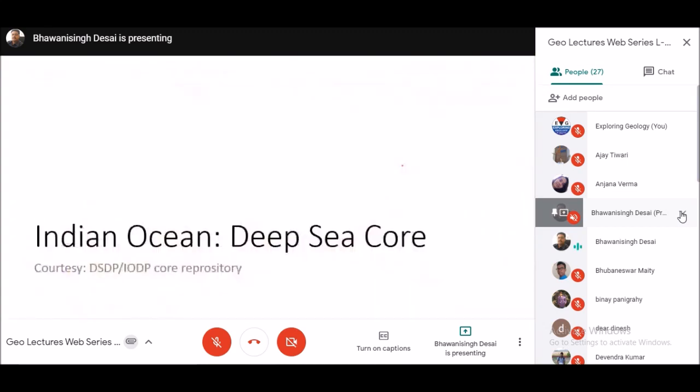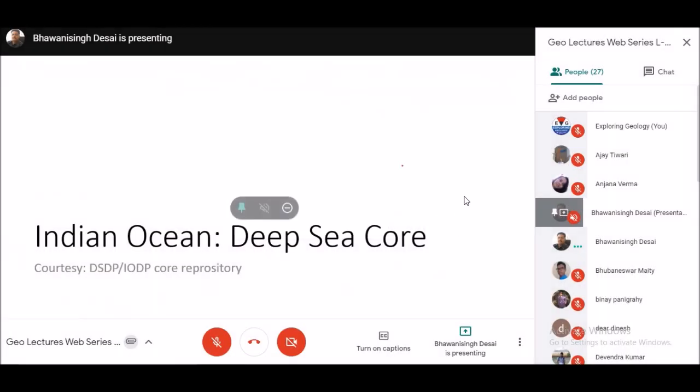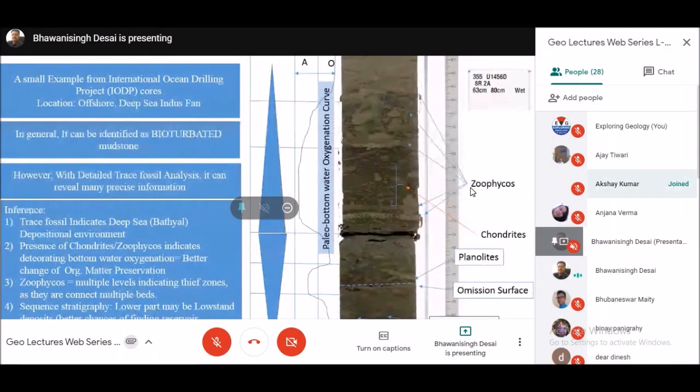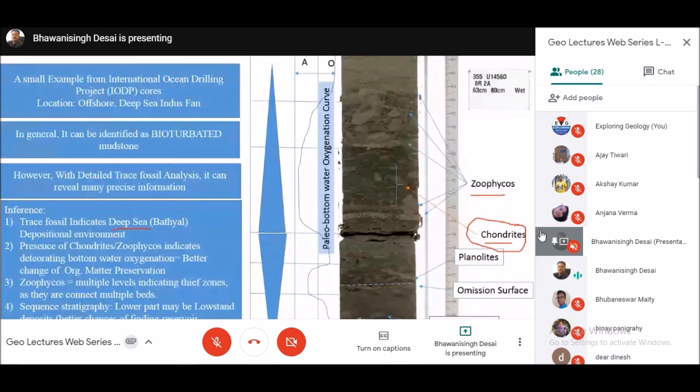I'll take a second example of a deep sea core. This is courtesy of the IODP core repository, taken from the Indian Ocean. If you take a deep sea core, you can see a lot of this kind of structure. Okay, these are trace fossils called Zoophycos and Chondrites. And these were deposited in a very deep bathyal condition, where Chondrites indicate restricted oxygenation conditions, and Zoophycos again tell you about a very low sedimentation rate.